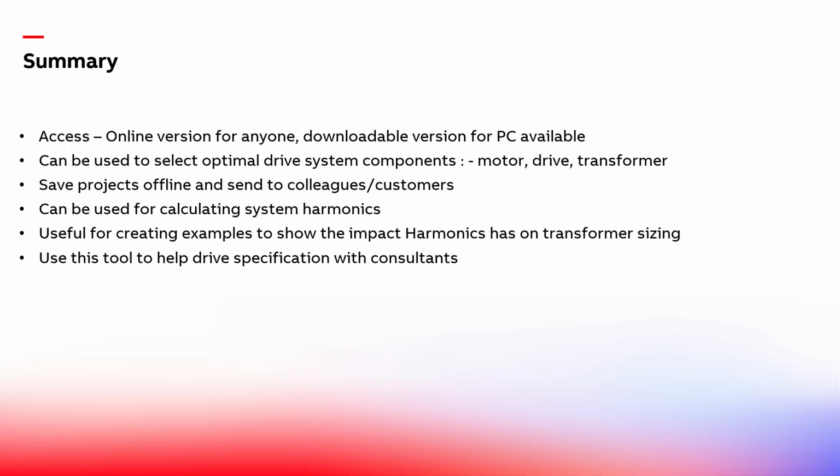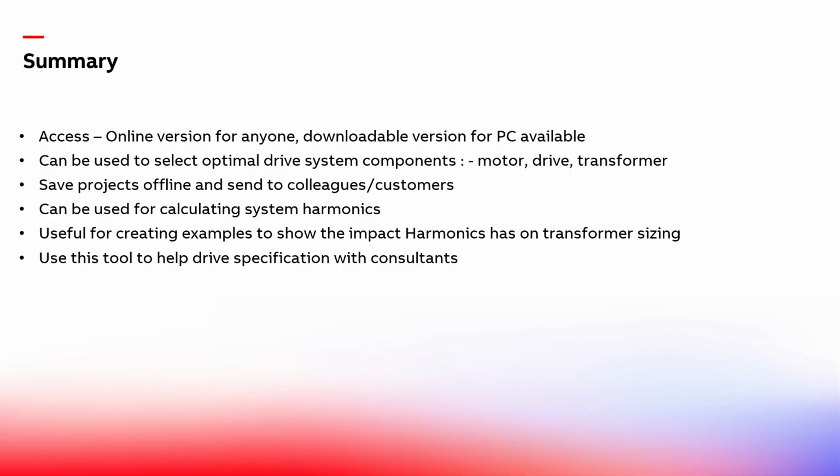You can easily save projects offline and send to colleagues or customers so they can review and look at a proposal you put together or some examples which we went through in those exercises to show the differences. It can be used for calculating system harmonics. We went through this on a system for a data center and showed the difference in the network harmonics, and obviously as we changed different things, it showed that as well, which leads into creating examples to show the impact harmonics has on transformer sizing.